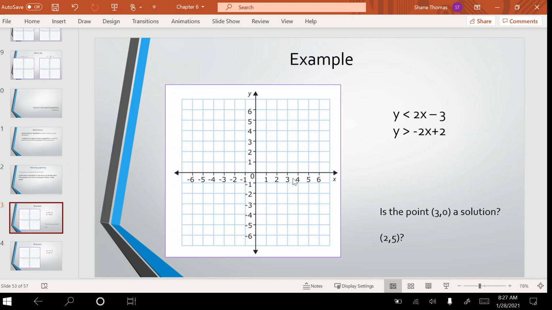So the first one's going to look like this. Okay, y is less than 2x minus 3, and y is greater than negative 2x plus 2. So we have two inequalities there. We just want to graph both of those on the same coordinate plane. Now there's an additional question there. We'll deal with that in a few minutes. These are the two here that we want to graph.